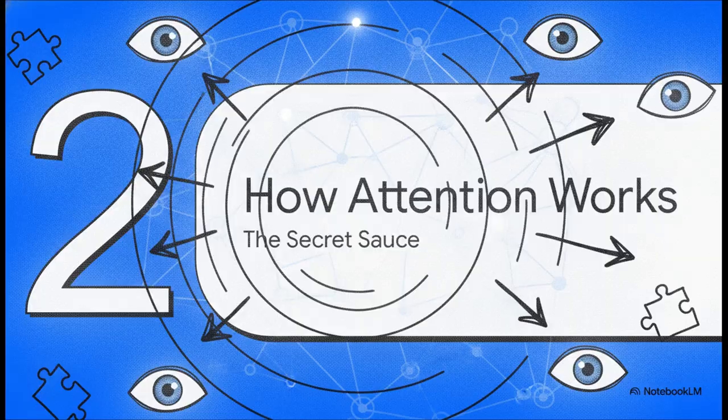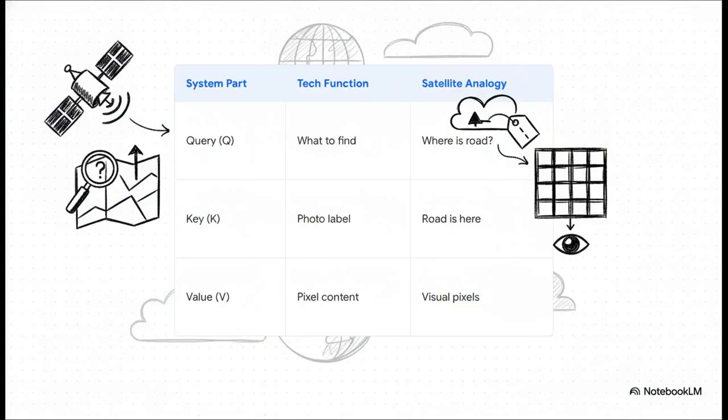How attention works. Okay, so transformers use this brilliant mathematical system called self-attention to figure out what's important. It relies on three main parts: a query, a key, and a value. Let's use a quick satellite search analogy to make this a bit more tangible. The query is what you're looking for. Let's say the AI is asking, hey, where's the road? The key is like a little label on different parts of the photo replying back, oh, this section over here contains a road. And finally, the value is the actual raw pixel content of that specific section. The model is constantly running these queries against the keys to pull out the most valuable visual info.